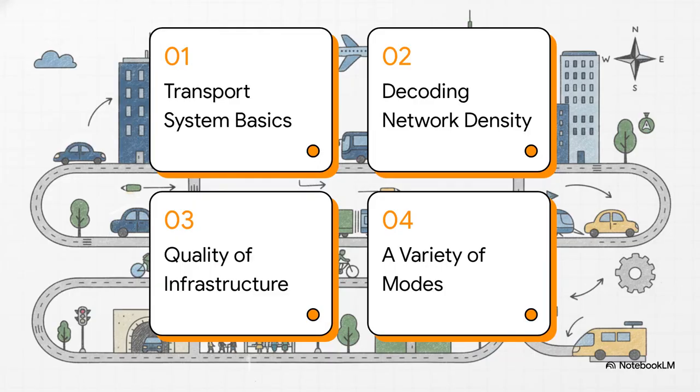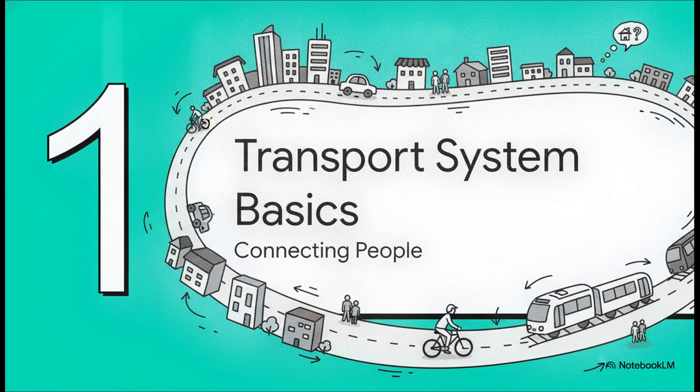To build our urban blueprint, we'll progress through 4 key stages. First, we'll cover the transport system basics. Second, we're decoding network density, which is really the core focus of our journey today. Third, we'll look at the quality of infrastructure. And finally, a variety of modes. All right, starting with Section 1, the transport system basics, connecting people.